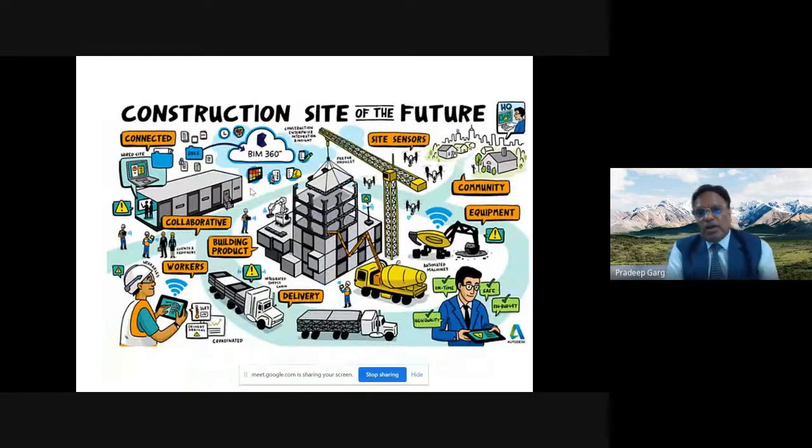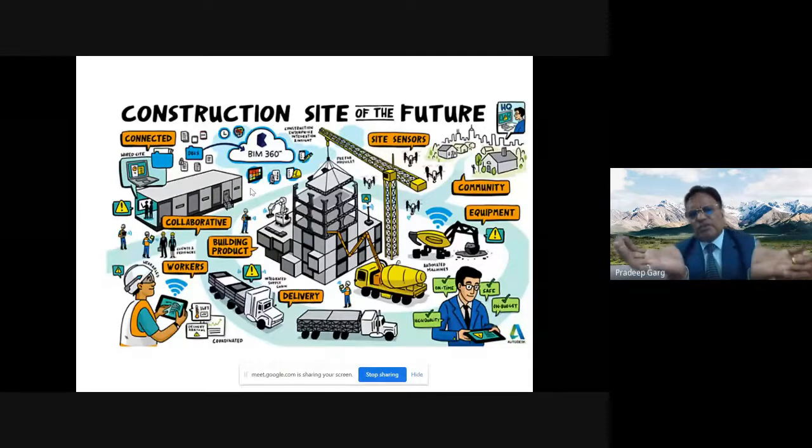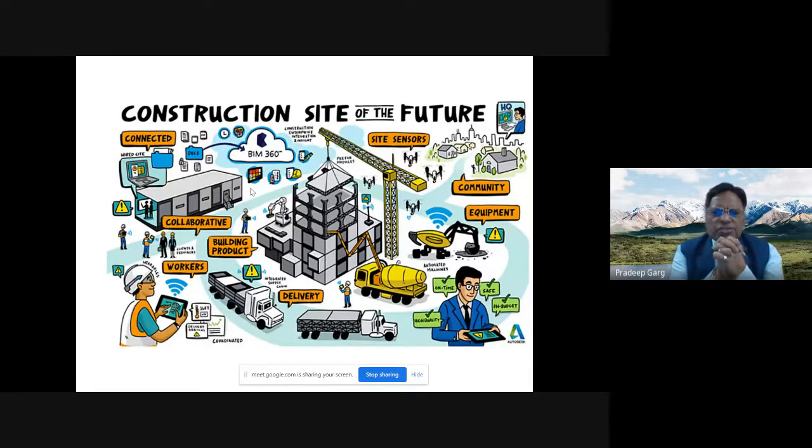So this is the caricature which shows a construction site of the future. We have many activities while construction is taking place. Large constructions are taking place. All those construction activities, with the help of the IoT, Internet of Things, the connected sensors and the geospatial technology, drone technology, can be monitored and can be managed very, very well.